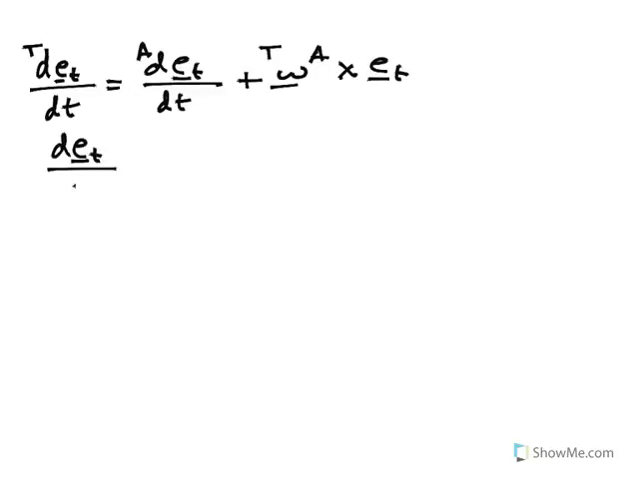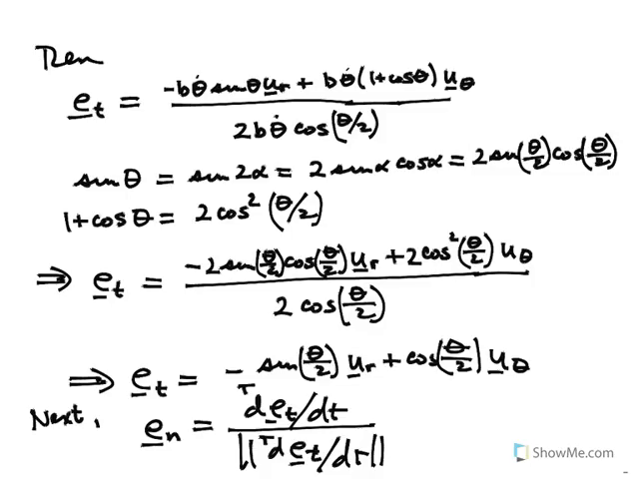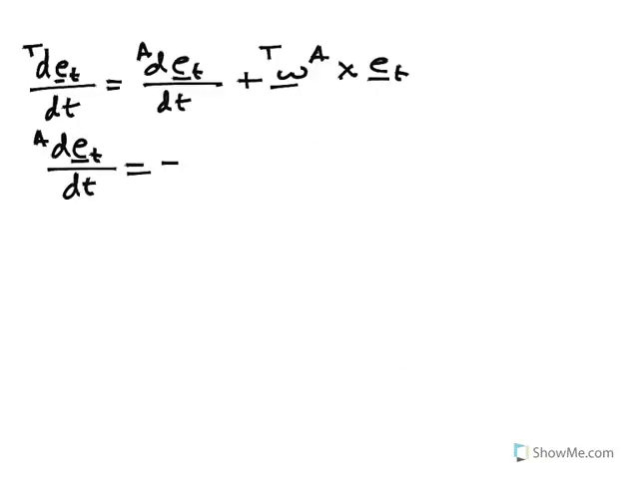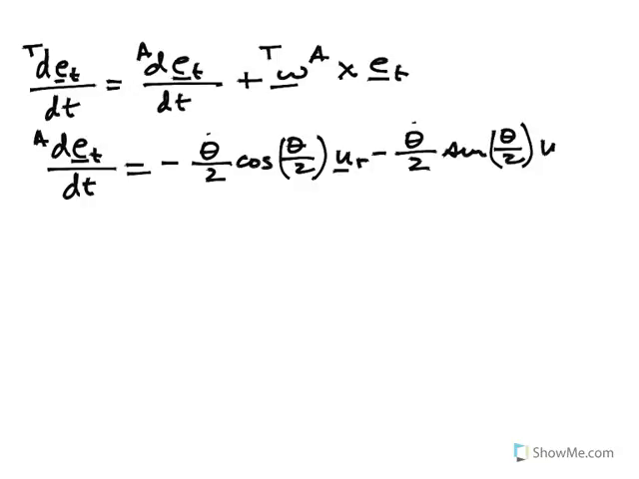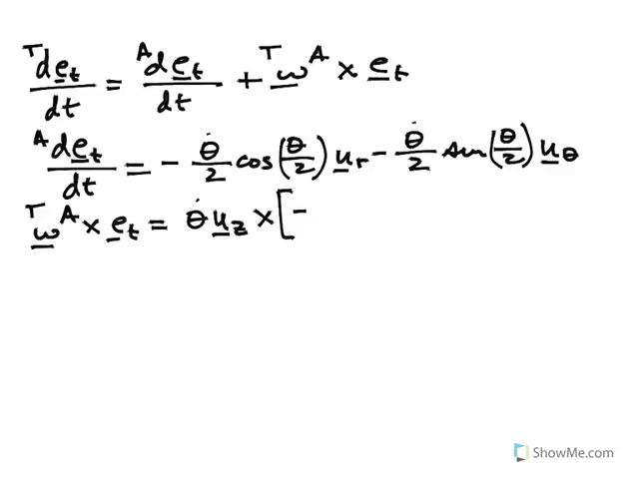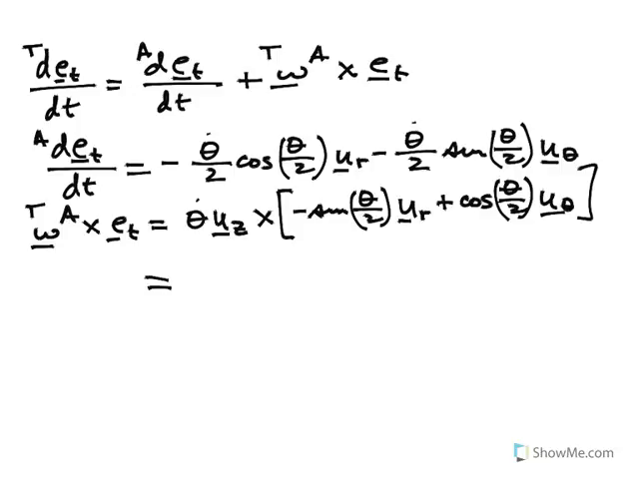What's the rate of change in A of the tangent vector? Well, the tangent vector is expressed in terms of coordinates fixed in A. So this gives me minus theta dot over 2 times the cosine of theta over 2 times u_r, and then the second term is a cosine, so I get minus theta dot over 2 times the sine of theta over 2 times u sub theta. What's the angular velocity of A and t crossed with the tangent vector? That's equal to theta dot u_z crossed with minus sine of theta over 2 times u_r plus the cosine of theta over 2 u_theta, which is equal to, u_z crossed with u_r is u_theta, and u_z crossed with u_theta is minus u_r.